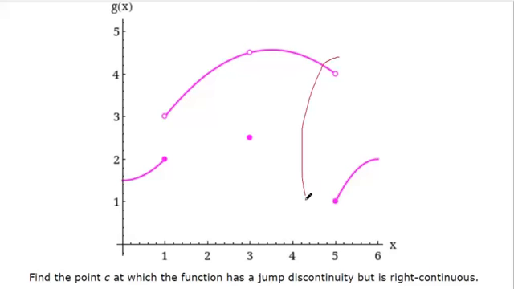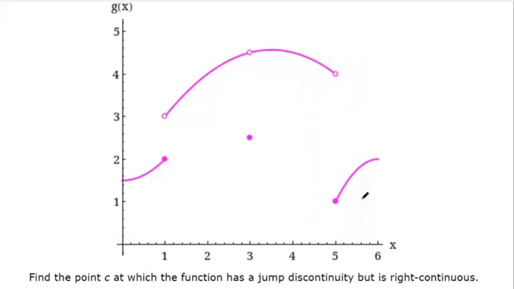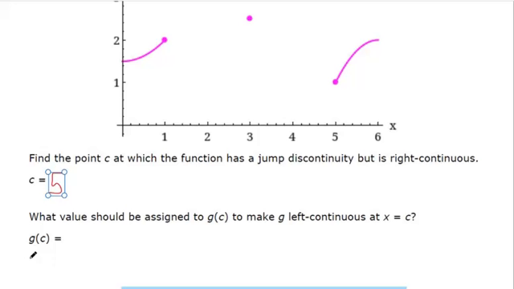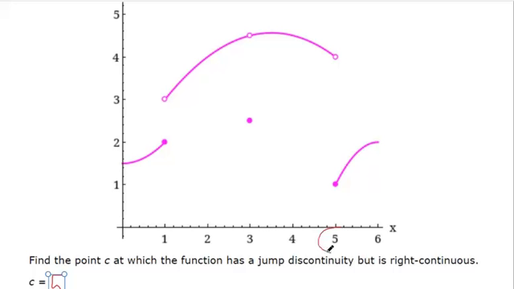So the jump discontinuity, but being right continuous, meaning a little bit greater than x equals 5 and having a solid dot, that's this one here. So at c equals 5. And then they said, at g of c, in other words, at g of 5, what value should be assigned to make g left continuous at x equals c? So it's kind of wordy there, but we found out that c equals 5.